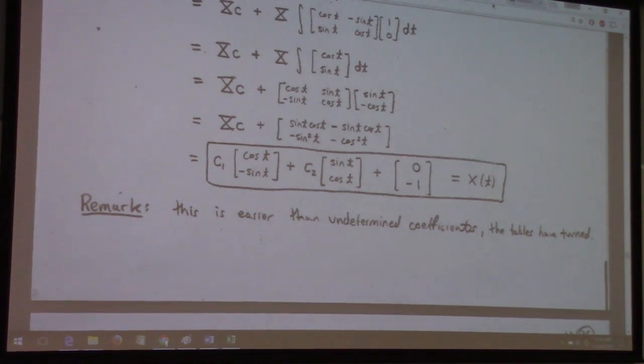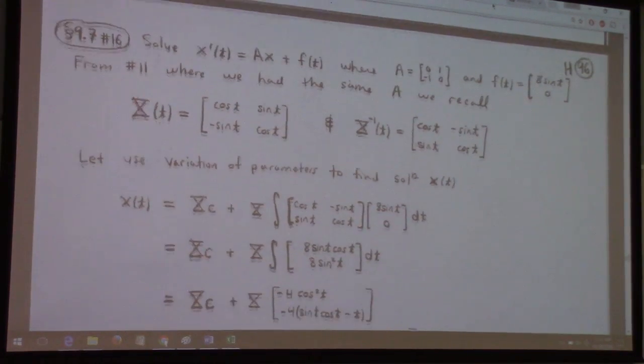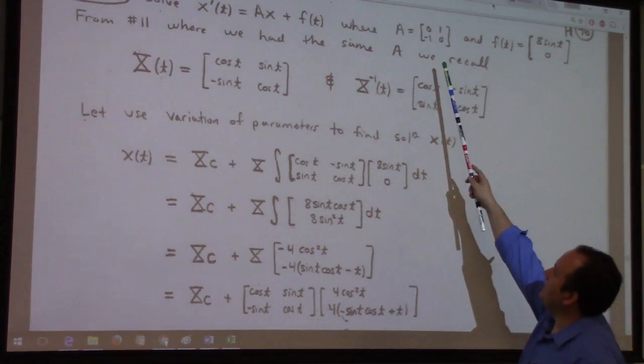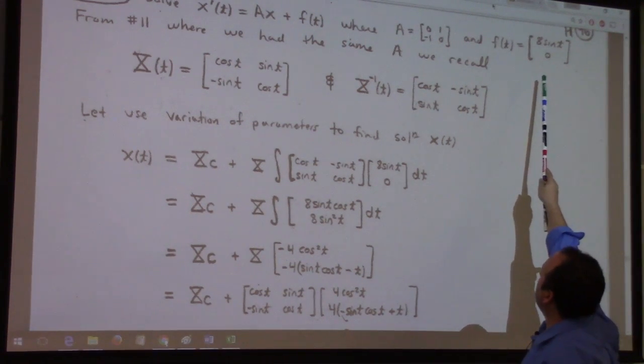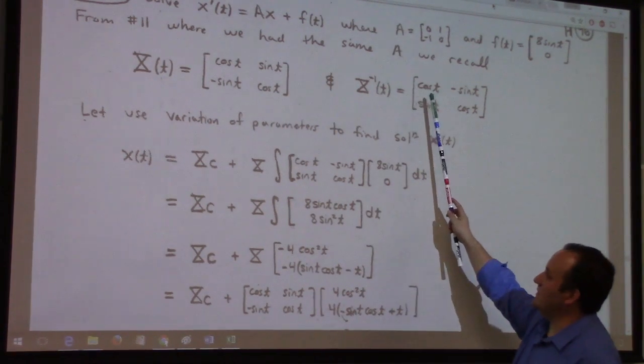Well, let's look at another example before we put this away. Maybe this will be more exciting. Number 16. Here, I have the same coefficient matrix, but a different inhomogeneous term. So again, the fundamental solution matrix is that, the inverse is that.